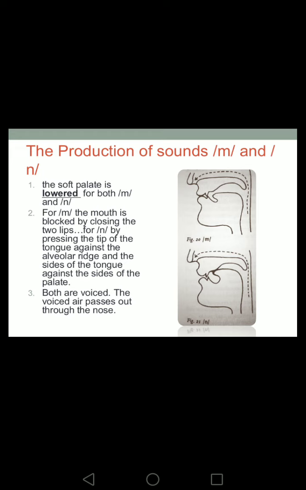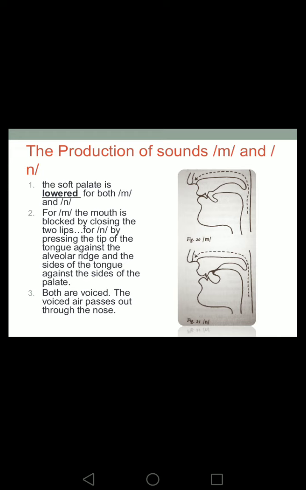Okay, so the first step is, as you see in the diagram, that the soft palate is lowered. The soft palate is not raised. When the soft palate is lowered, it allows the air to go through the nasal cavity.